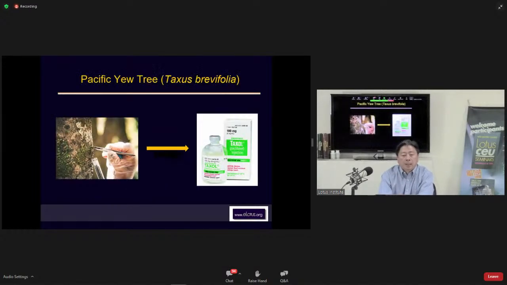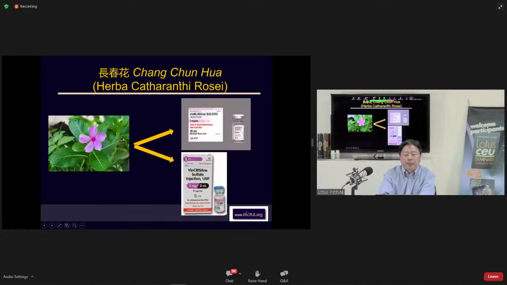All right, this is an example of an anti-cancer drug called Taxol, and it's derived from a tree called the Pacific yew tree, and it's primarily the bark that yields the anti-cancer drug. And then finally, two anti-cancer drugs. One is called vinblastine, one is called vincristine, and they are both derived from Changchunhua, which is this flower that you probably commonly see in different garden decorations.